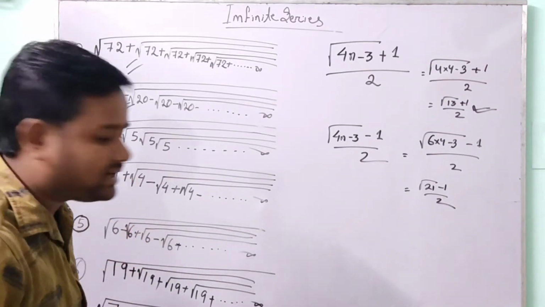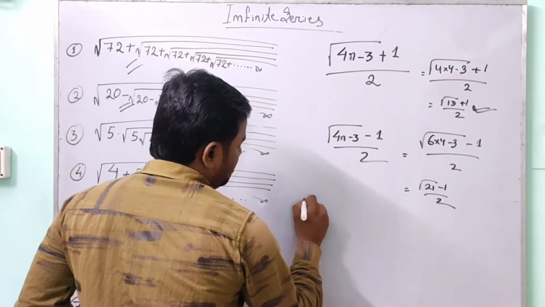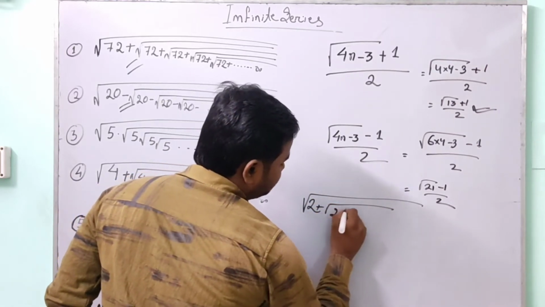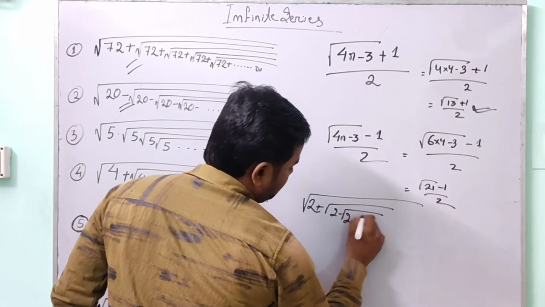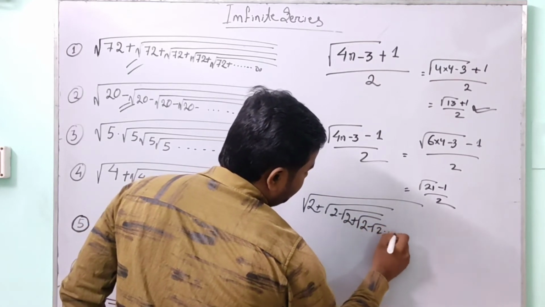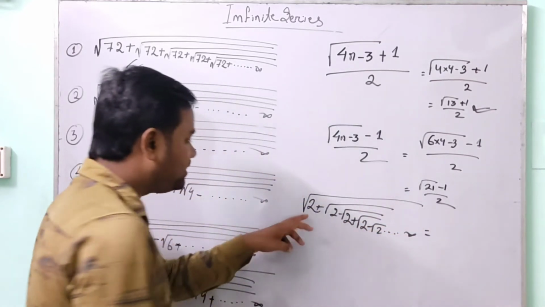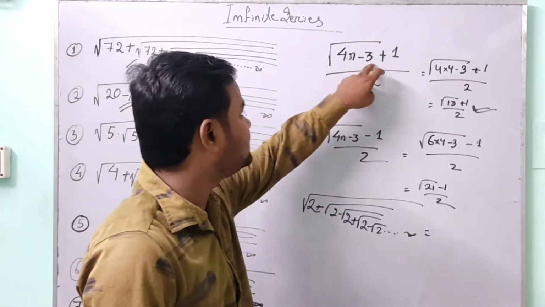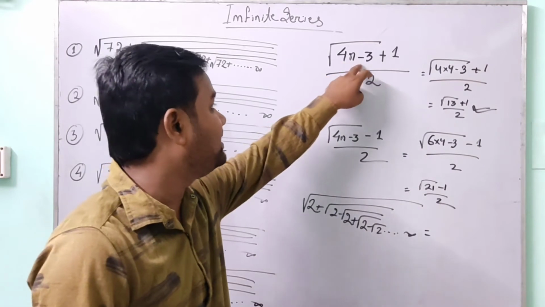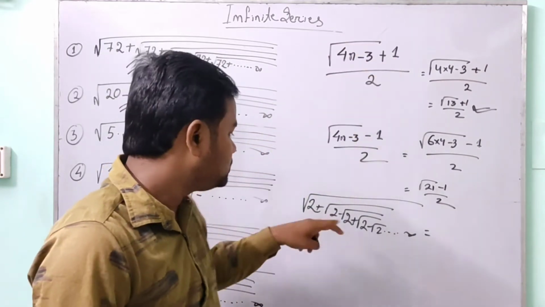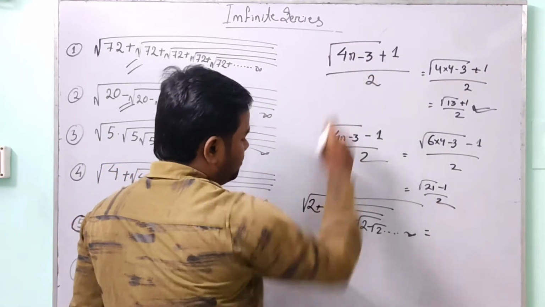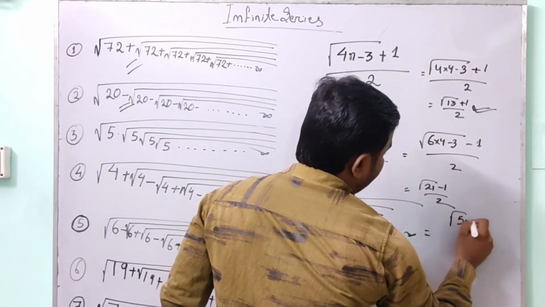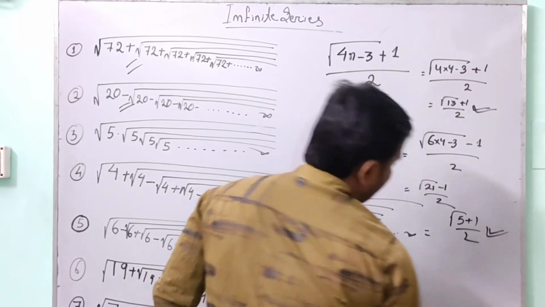So let's take another example. If the number is root over 2 plus root 2 minus root 2 plus root 2 minus root 2, till infinity. Here after 2 it is positive, so the answer will be root over 4n minus 3, plus 1 by 2. So here the answer will be 4 into 2 is 8, minus 3 is 5, so it will be root over 5 plus 1 by 2.